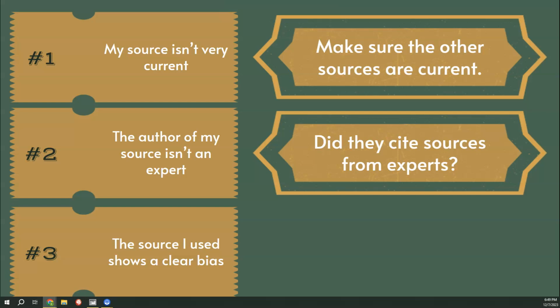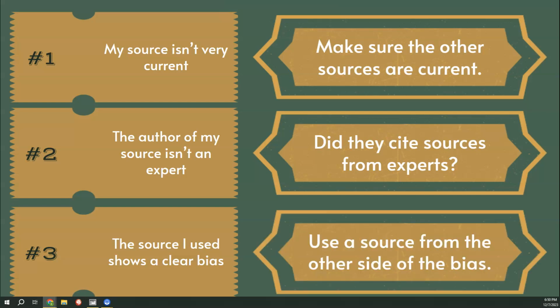And then finally, what if the source I used has a clear bias? Well, in that case, maybe use a source with the other side of the bias. Make sure that you are comparing the two. What information is shared, what information is not shared, and things like that.